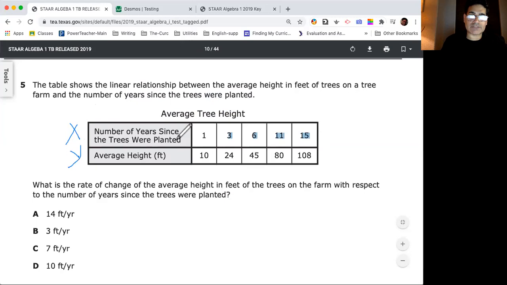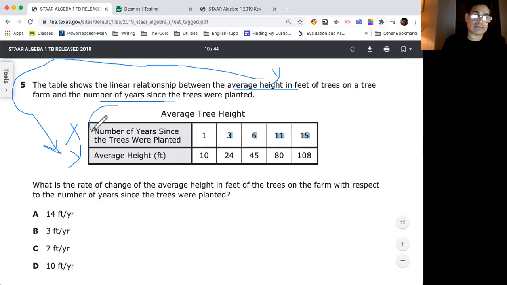We've got average height here, and average height is going to be our Y. You see that? Average height is going to be our Y. And the number of years since the trees were planted, right there. Okay, so let's take a look at that and now look at our question.